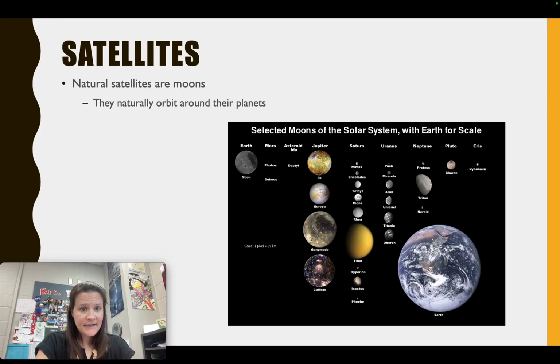Not all planets have satellites. Like Mercury and Venus, they don't have any. And Jupiter and Saturn have a ton, way more than what you see here. These, by the way, the ones that you see here for Jupiter, those are the Galilean moons: Io, Europa, Ganymede, and Callisto.